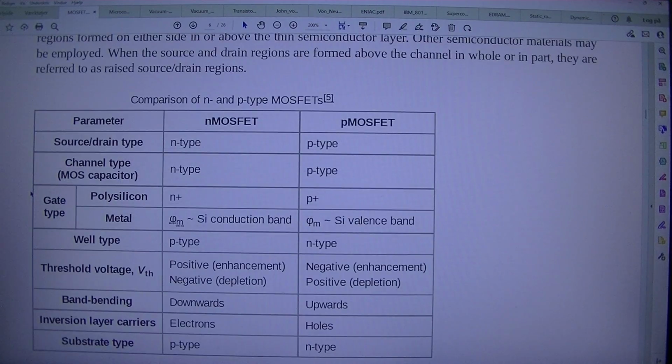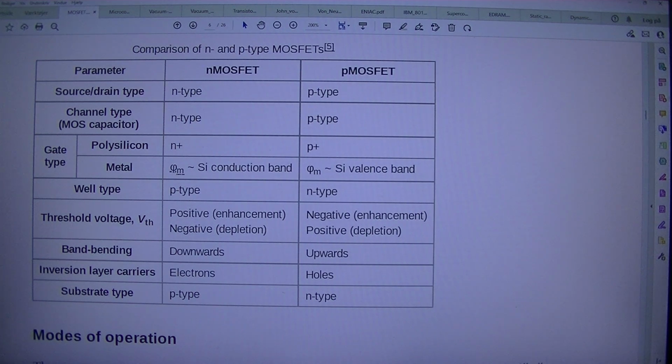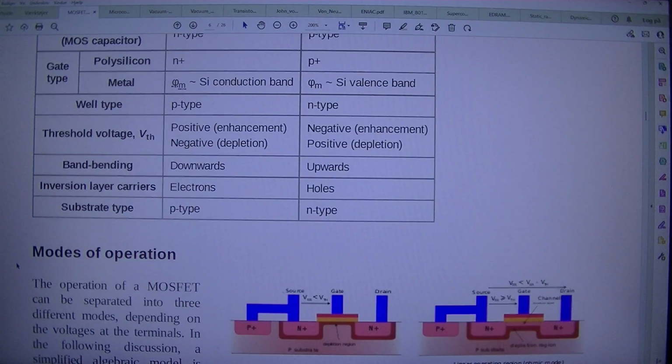Comparison of N and P-type MOSFETs. Parameter: MOSFET. Source/drain type: N-type or P-type. Channel type: N-channel or P-channel. MOS capacitor: N-type or P-type gate. Polysilicon and metal, Si conduction band, Si valence band, well type. Threshold voltage, VTH: positive, enhancement; negative, depletion. Negative, enhancement; positive, depletion. Band bending: downwards or upwards. Inversion layer carriers: electron or hole. Substrate type: P-type or N-type.